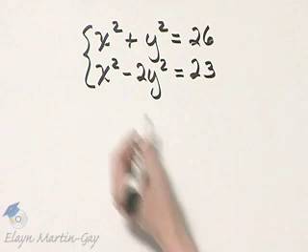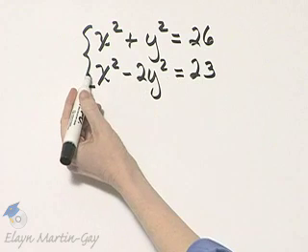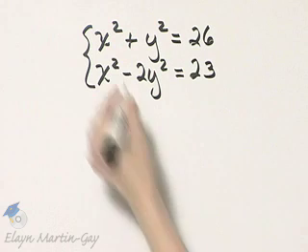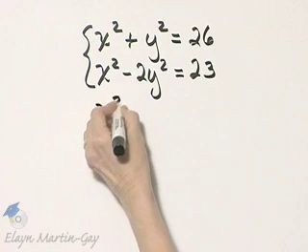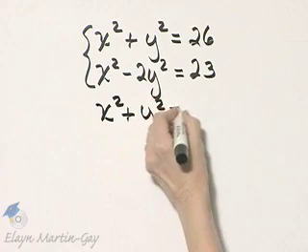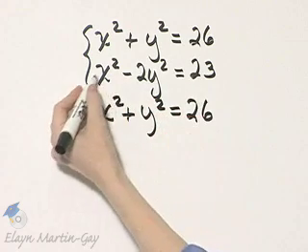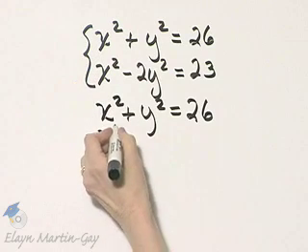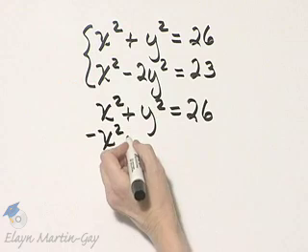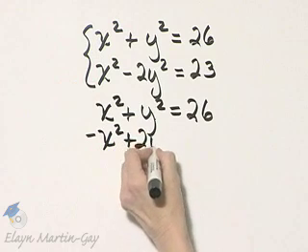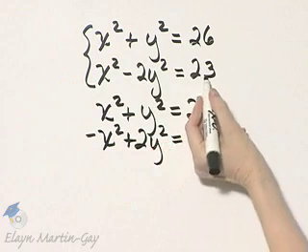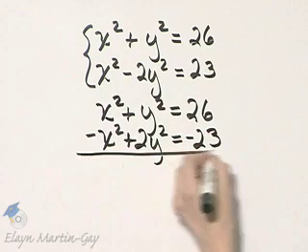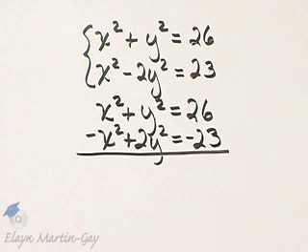Why don't I take this second equation and multiply it through by -1, then the coefficients of x squared will be opposites. I'll rewrite my first equation again. x squared plus y squared is equal to 26. Now I'll multiply through by -1. -1 times x squared, that's -x squared. -1 times -2y squared, that's positive 2y squared, and then do not forget -1 times 23, that's -23. Notice now the x squareds subtract out like I want.